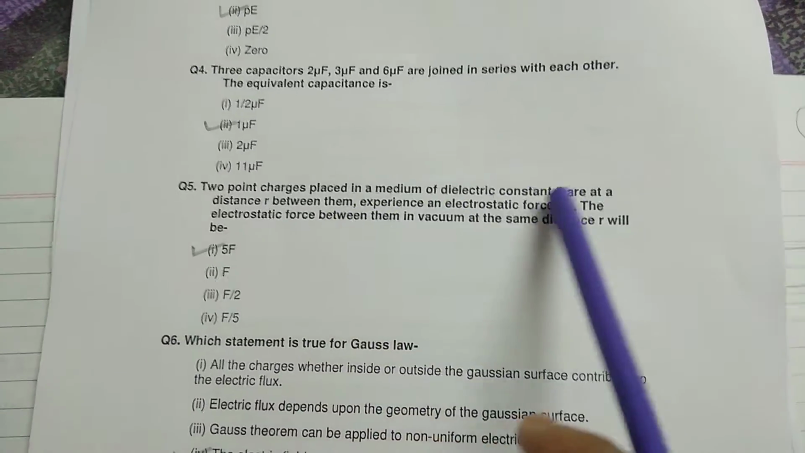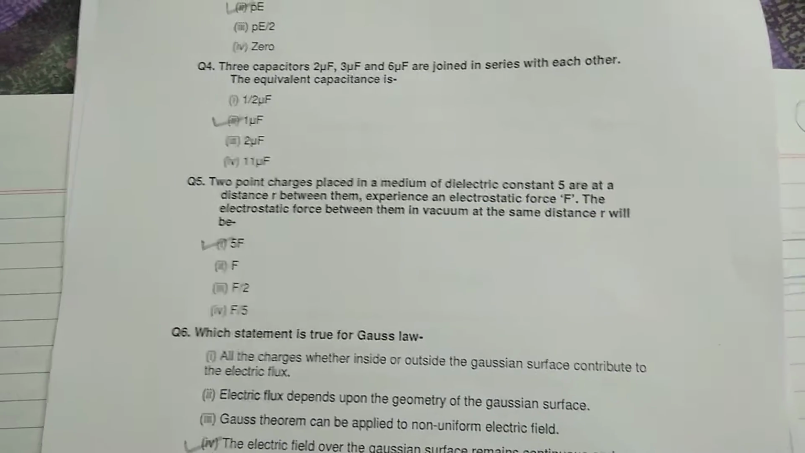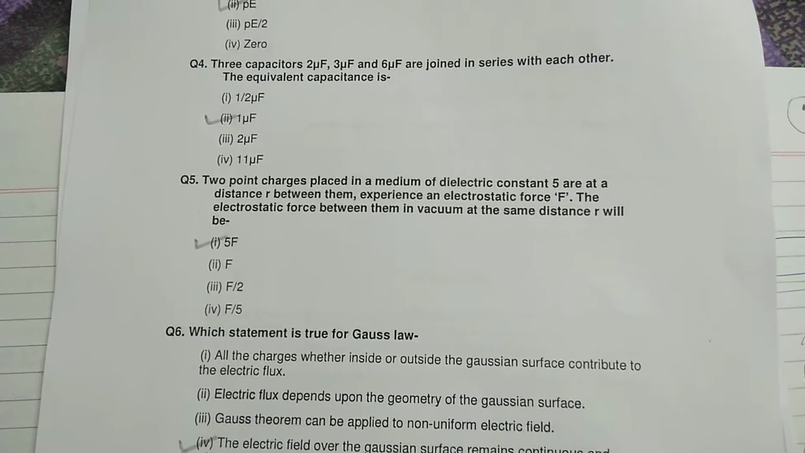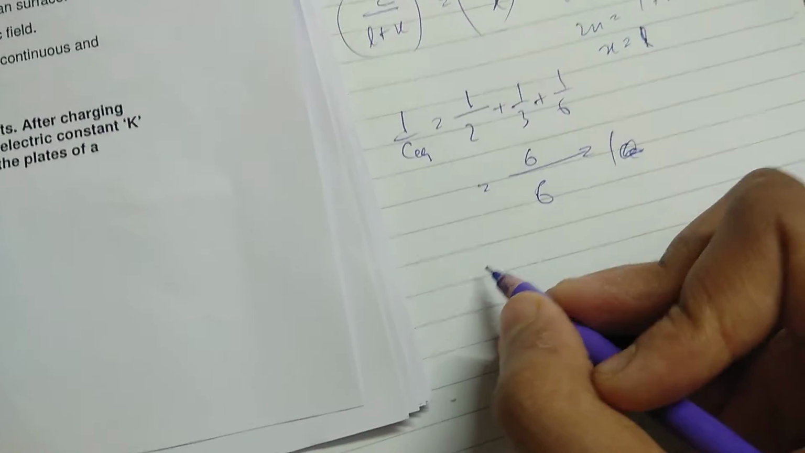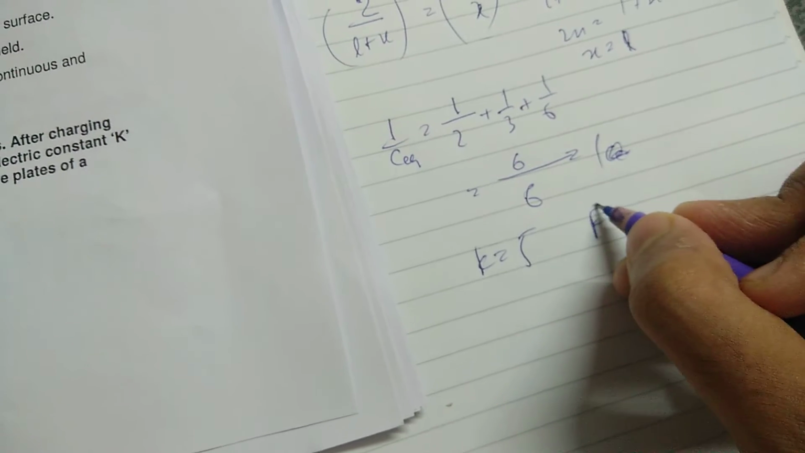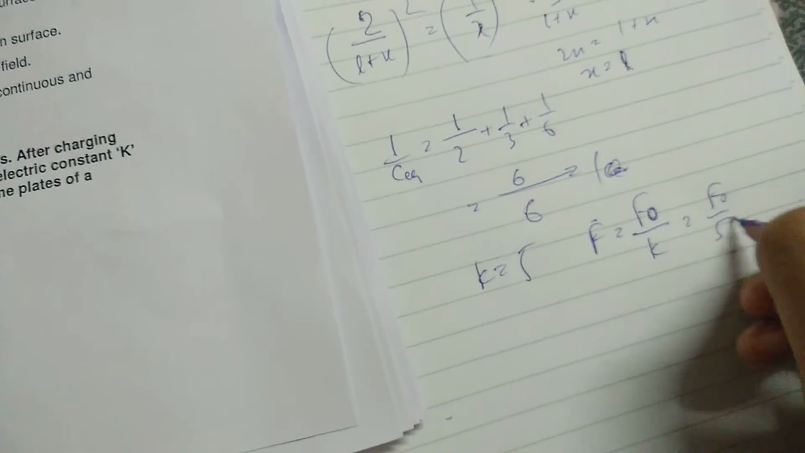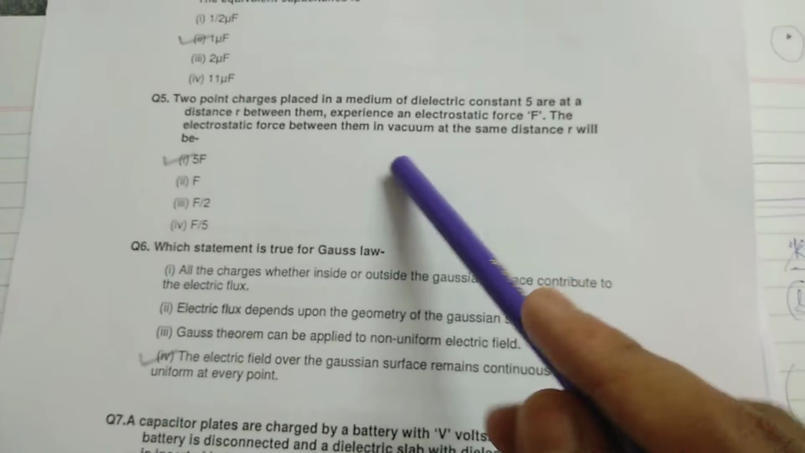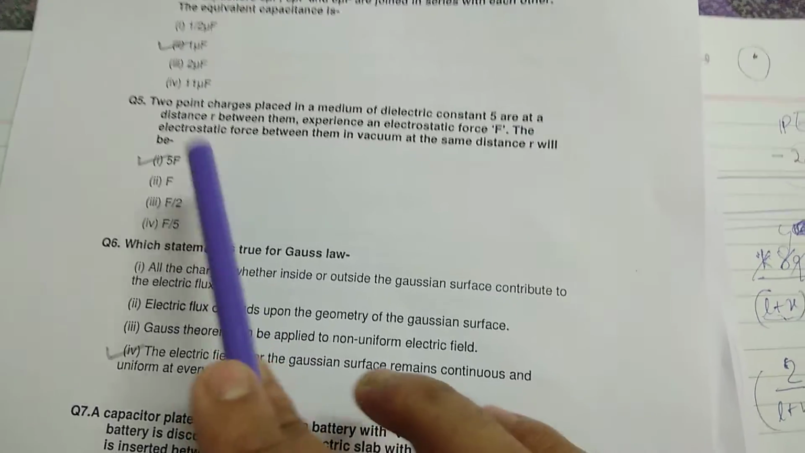2 point charges placed in a medium of dielectric constant 5, at a distance r between them, experience an electrostatic force F. The electrostatic force between them in vacuum at the same distance r will be. So see what they are saying: the 2 point charges are placed in a medium of dielectric constant K equal to 5. So F equals F naught divided by K, where F naught is the force when they are kept in vacuum, that is F naught divided by 5. So F naught will be 5F. They are actually asking for the value of F naught, the electrostatic force between them in vacuum at the same distance r. So that will be equal to 5F, obviously.